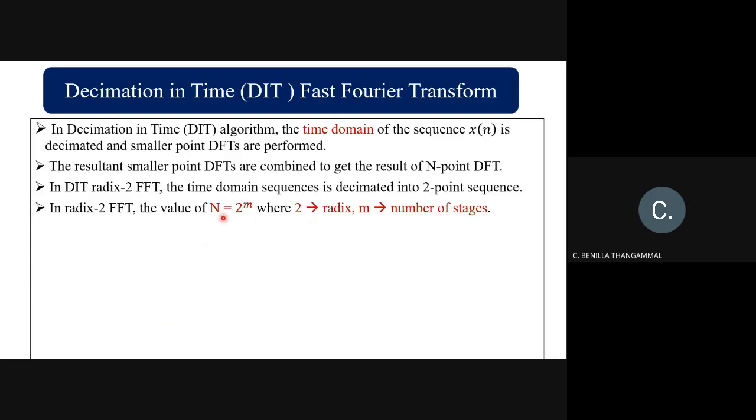So in radix 2 FFT algorithm, the value of n point can be obtained in how many stages? It is given by n equal to 2 power m. Since you're going to have it as 2 power m, you're getting it as a radix. 2 is nothing but a radix and m is nothing but the number of stages here. Suppose for example 8-point DFT. Now I can write this 8 as 2 power 3. So your 2 is nothing but the radix, so till the 2-point sequences I'll be reducing, and 3 is nothing but the number of stages. So in 3 stages I'll be able to obtain my result here.